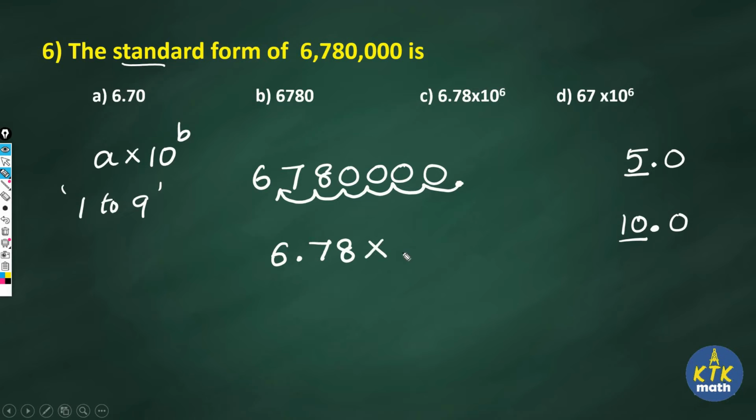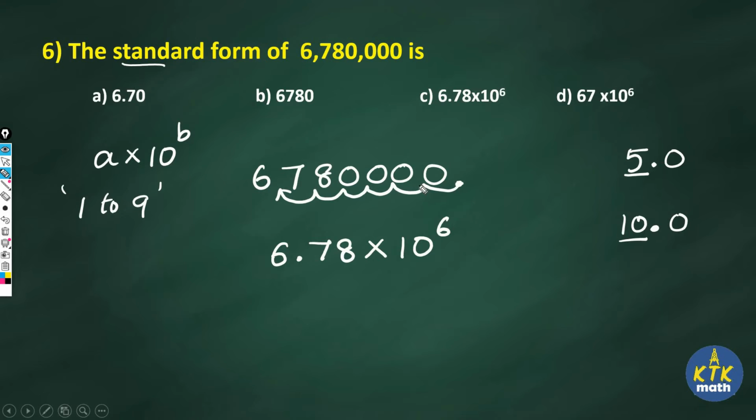You can write directly 10 to the power. Now this power number is based on how many jumps you move this decimal point to bring it in between 6 and 7. 6 jumps, right? So you can mention 6 here. So this is how you need to write ordinary numbers as standard form numbers.